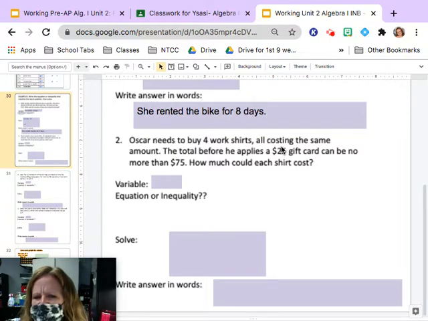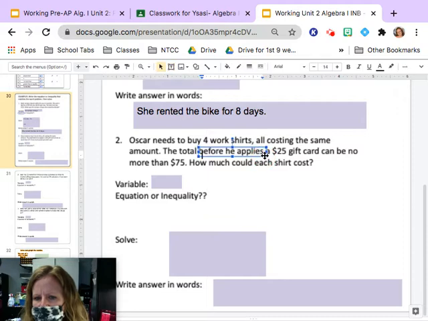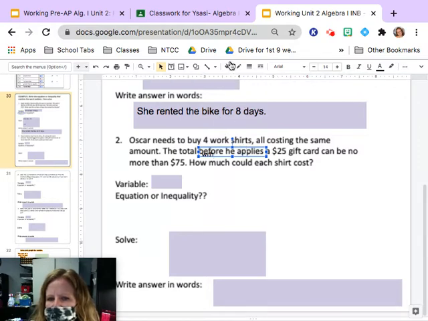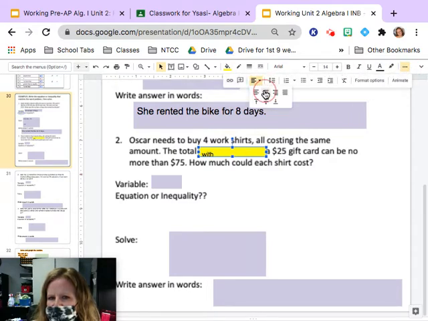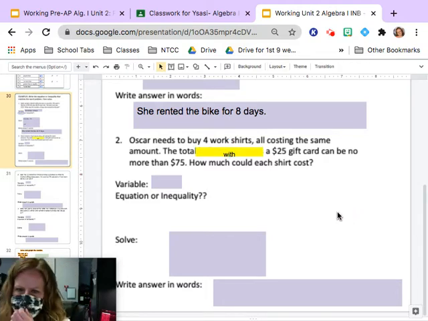We are going to change this because this is a little confusing. The total, we're going to put a box over this and say with. And then I want to change transparency to yellow. The total with, I'm going to center it too. With a $25 gift card can be no more than $75. I think that's how we would say it.